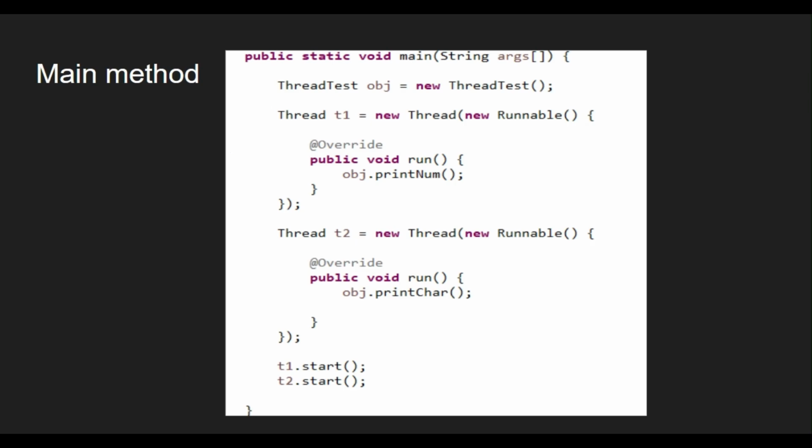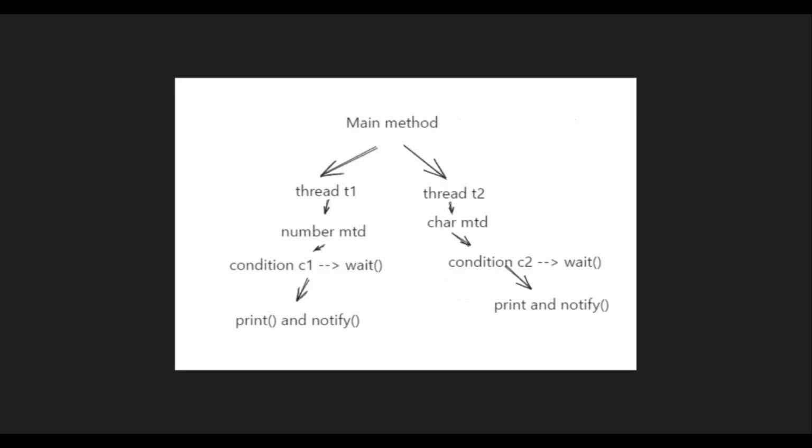So this is the main method where we are creating an object of the class and then creating two threads T1 and T2, which call these methods alternately and print the numbers and characters. And then we are starting these two threads. So this is basically what is happening with this program over here.